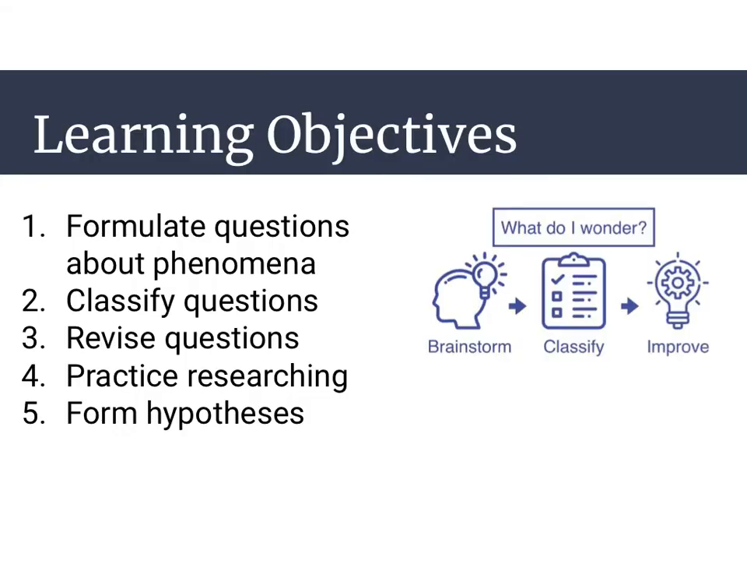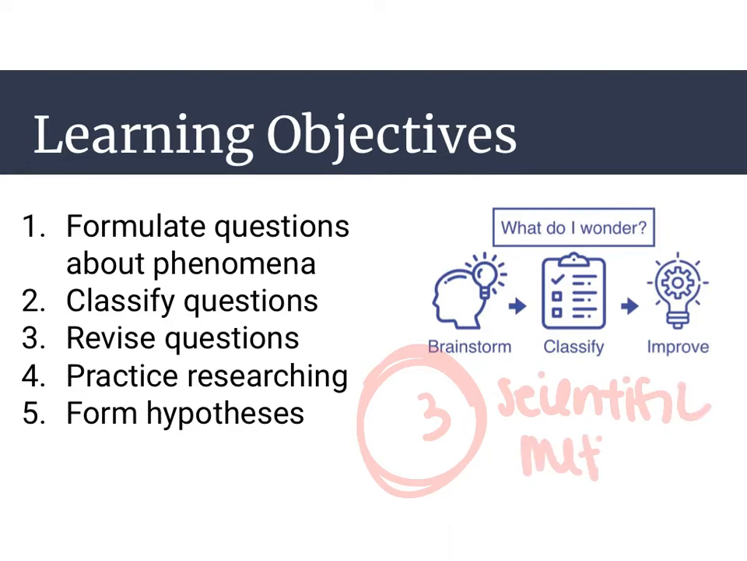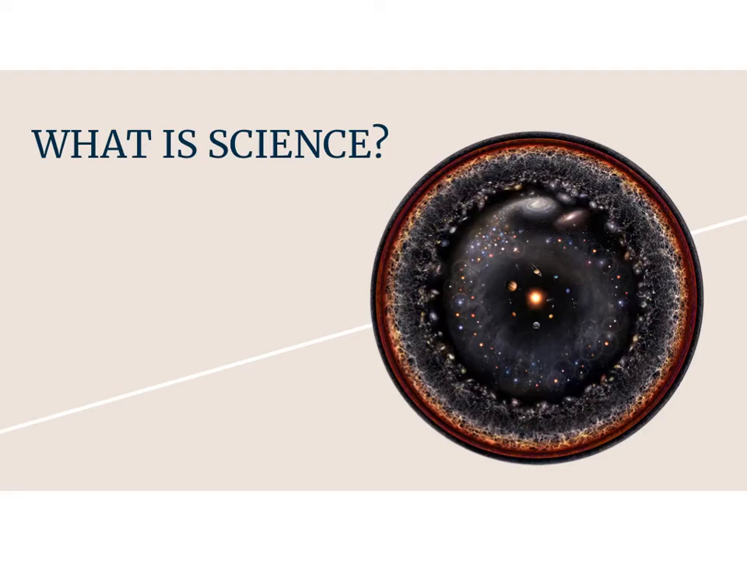You'll see on your DigiNotes that on the top it says homeostasis investigation. Our learning objectives today: you're going to formulate questions about a phenomenon. We're revisiting that idea of formulating questions. We are going to classify some questions, revise your questions, and then practice research and form our hypothesis. Notice that these are the first 3 steps of the scientific method. We're zooming in on the first 3 steps. So let's get started.